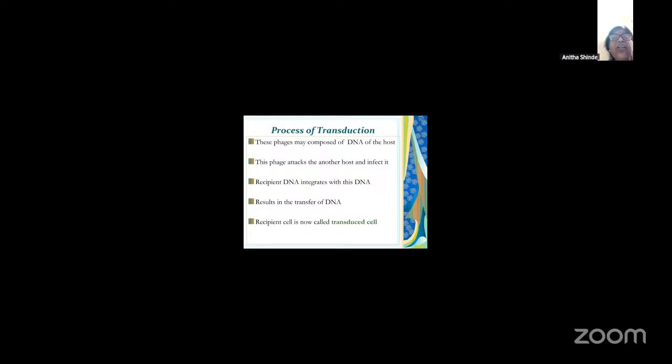So this actually involves a phage particle or a virus. These phages are composed of DNA of the host, and when they attack another host and infect it, the recipient DNA gets integrated with this DNA, and it results in the transfer of DNA. So the recipient cell which receives this DNA is called a transduced cell.